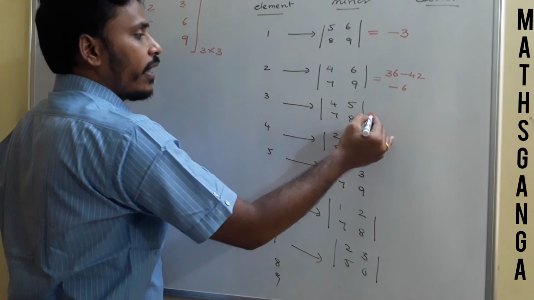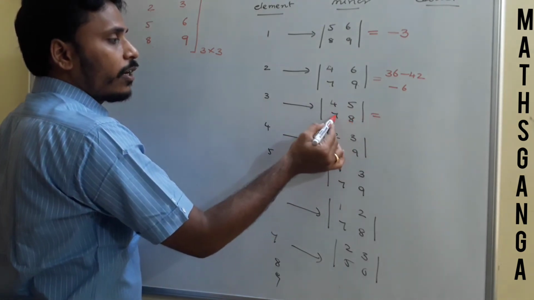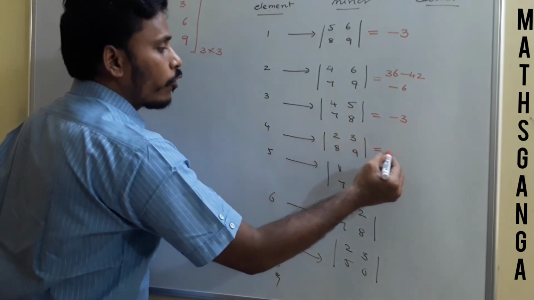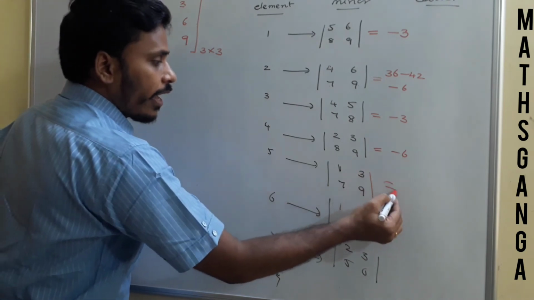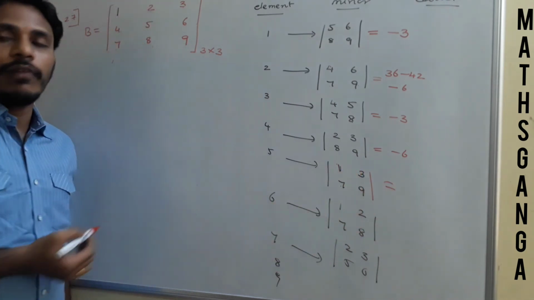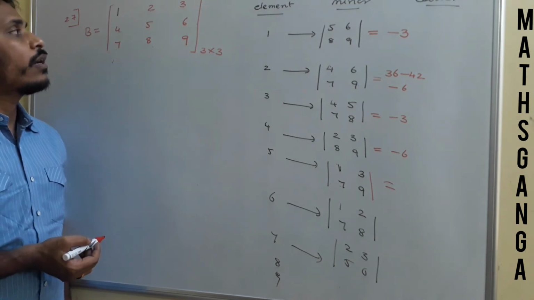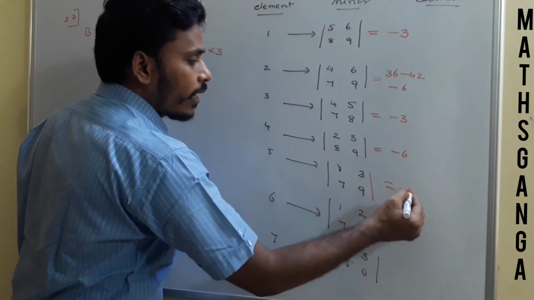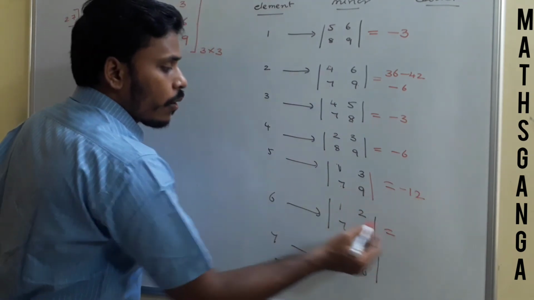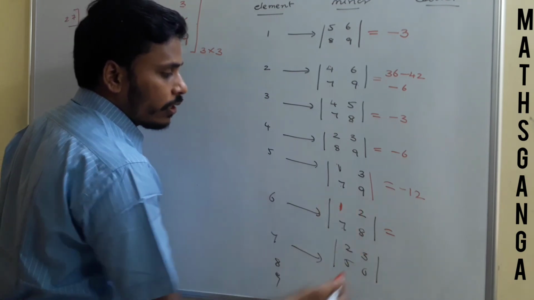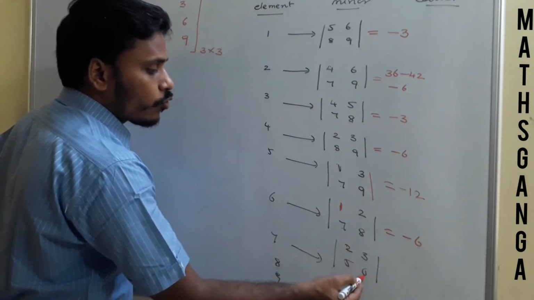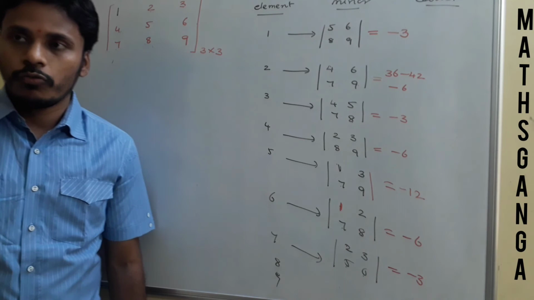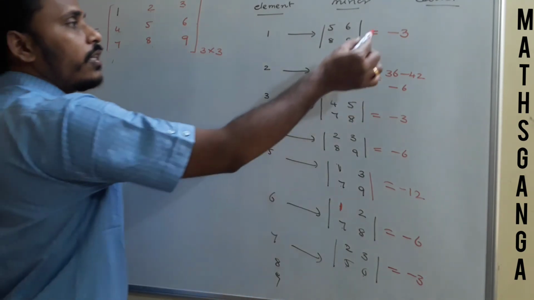Again 4, 5, 7, 8 is 4 8s is 32 minus 35, minus 3. 2 9s is 18 minus 24 is minus 6. And here 9 1s is 9 minus 7 3s is 21. 9 minus 21 is simply minus 12. And then this is 1 into 8, 8 minus 14, which is minus 6. And this is 12 minus 15, which equals minus 3. Similarly, we will write for 8 and 9 also. And actually, these are the minors.